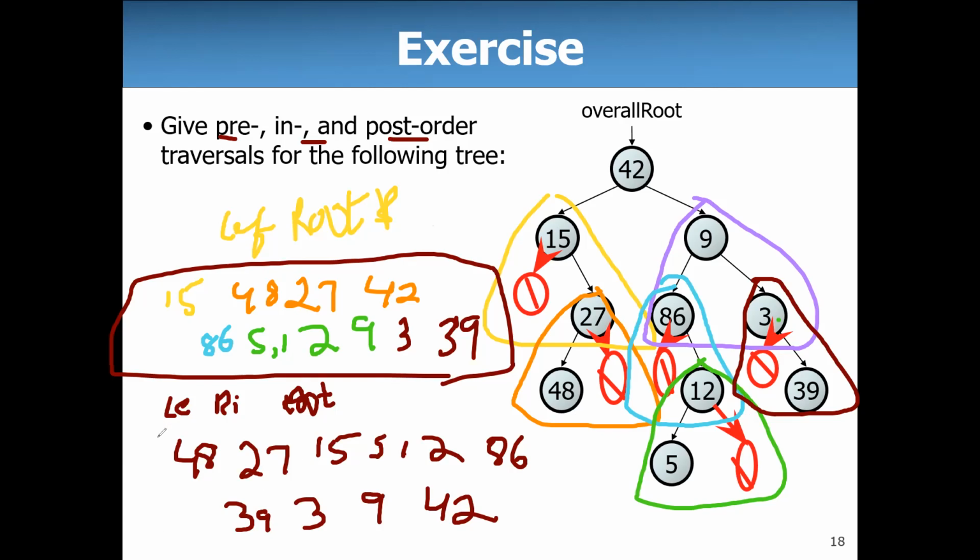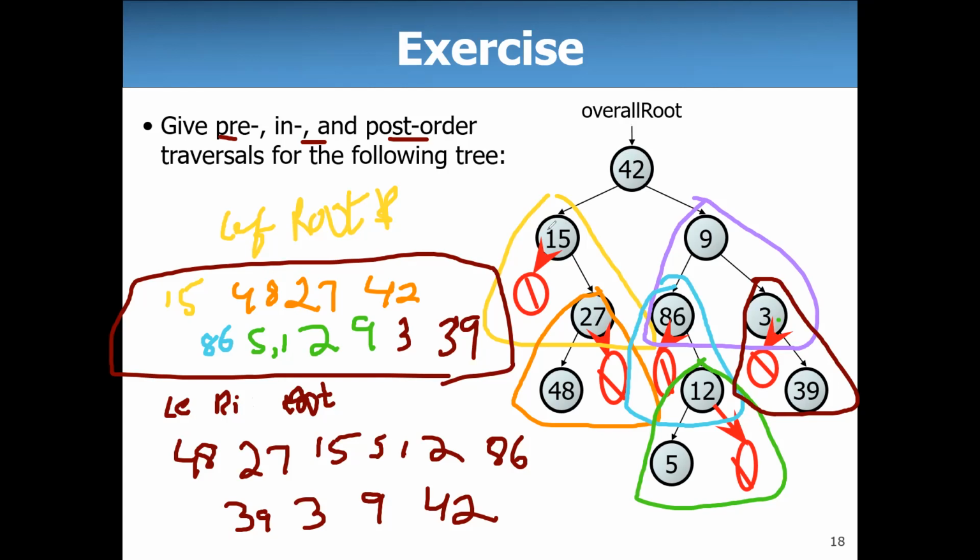Yes, no, reactions? Okay, repeat. Quickly take a look. We have left, right, and root. This is your bigger tree, 42. 42's left is this one. When you go left, they have a yellow subtree. You will apply the same rule.